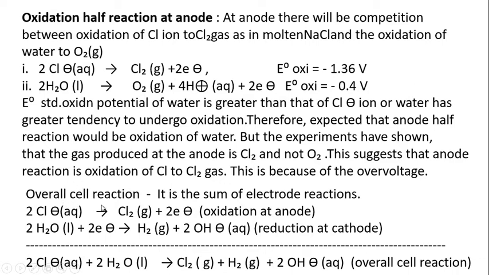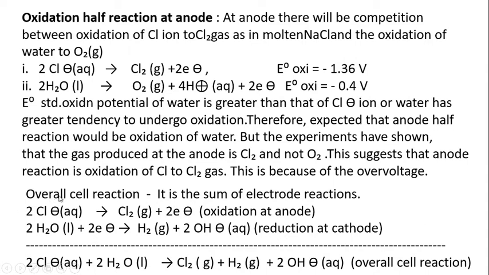So the overall cell reaction is the sum of the reactions at the two electrodes. The oxidation half reaction is the formation of chlorine gas at the anode, and the reduction half reaction is the formation of hydrogen gas at the cathode.